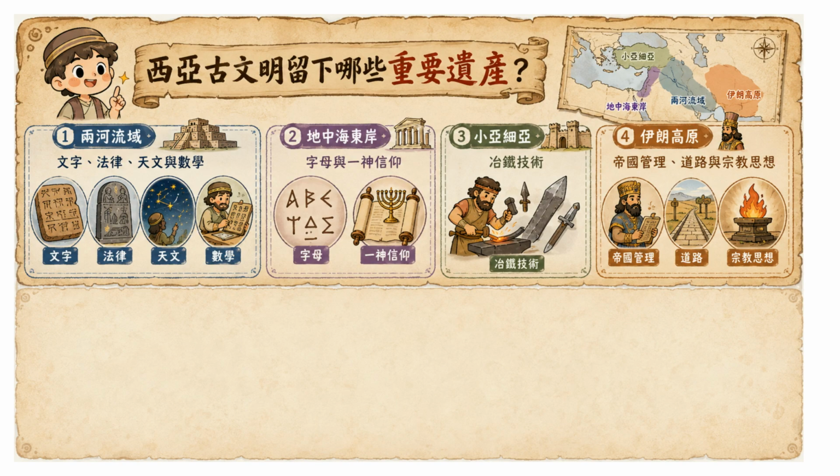This final slide is a big summary, so try to connect each region with its key contribution. Mesopotamia gave us writing, laws, astronomy, and mathematics. The Eastern Mediterranean brought the alphabet and monotheistic religious traditions, while Asia Minor is linked to ironworking. The Iranian plateau is remembered for imperial administration, roads, and religious ideas. Together, these achievements became an important heritage that still influences the world today.